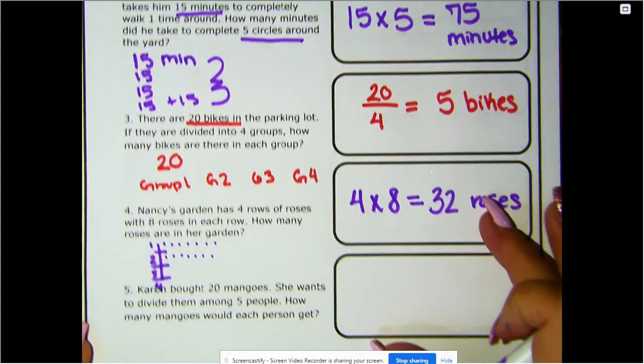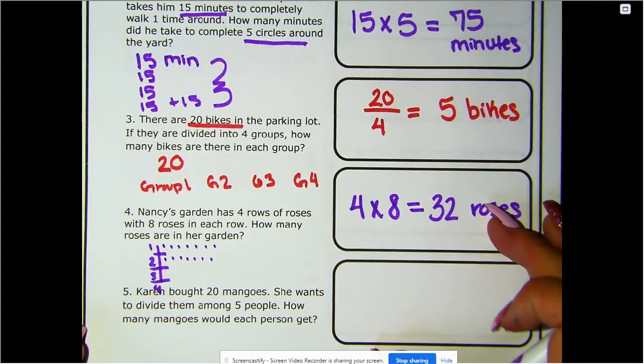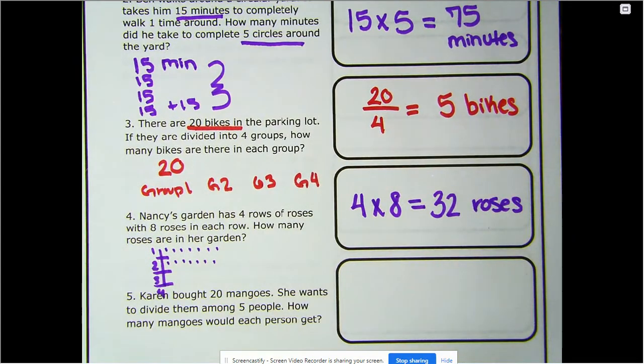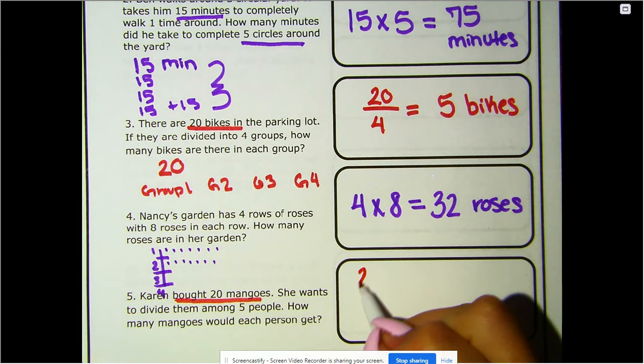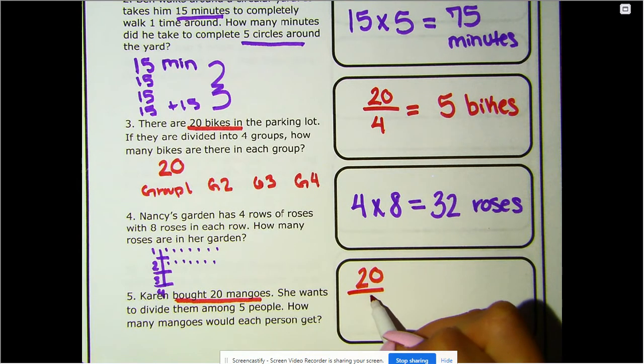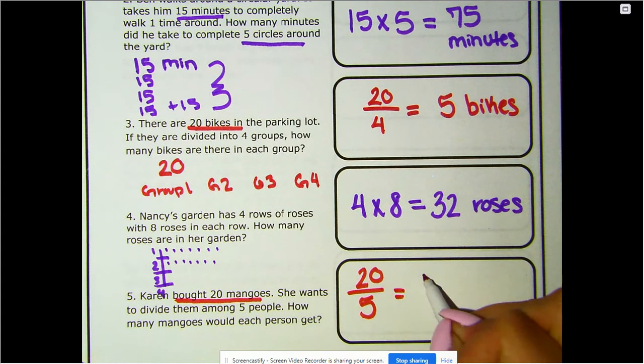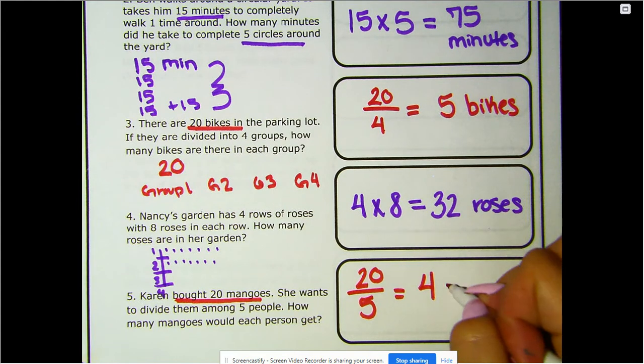Okay, now let's take a look at number 5. Karen bought 20 mangoes. So she wants to divide them amongst 5 people. Well, if you have 20 mangoes, that's already your total. That's how much she told you she bought. And we're going to divide them amongst 5 people. How many does each person get? They're going to get 4 mangoes.